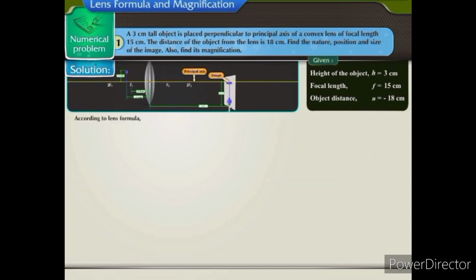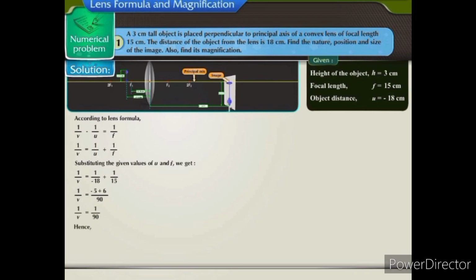According to the lens formula, we have 1 divided by v minus 1 divided by u is equal to 1 divided by f. Therefore, 1 divided by v is equal to 1 divided by u plus 1 divided by f. Substituting the given values of u and f, we have 1 divided by v is equal to 1 divided by minus 18 plus 1 divided by 15. 1 divided by v is equal to minus 5 plus 6 divided by 90. 1 divided by v is equal to 1 divided by 90. Hence, v is equal to 90 centimeter.